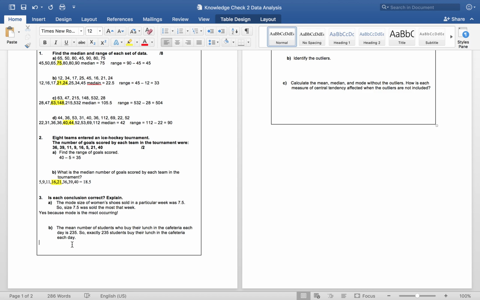In B, the mean number of students who buy their lunch in the cafeteria each day is 235. So exactly 235 students buy their lunch in the cafeteria each day. This one would be no. And why it's no is because that 235 represents more of an average. There could be sometimes more than 235 buying their lunch. There sometimes could be less than 235 buying their lunch. That 235 is just a representation of average.